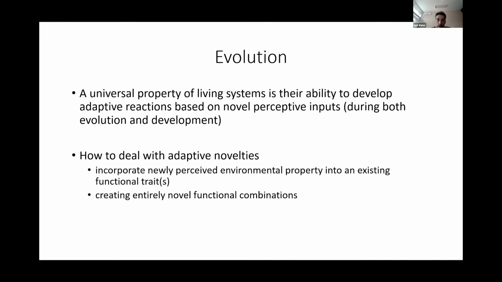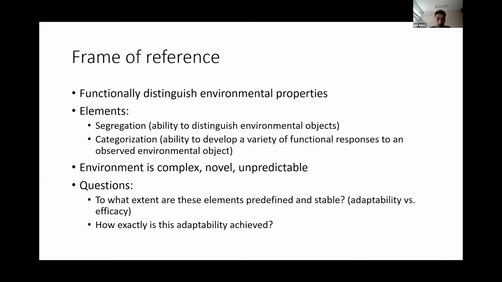is able to deal with such novelties it will inevitably perceive in the environment. And we focused on two aspects. The first one is their ability to incorporate these environmental parameters into existing functional traits and just to optimize what he already knows. And the other mechanism would be to actually create entirely novel functional combinations. And behind both of these points is an implicit assumption about the existence of a sort of functional atoms, and I will return to that a bit later when talking about embodiment.